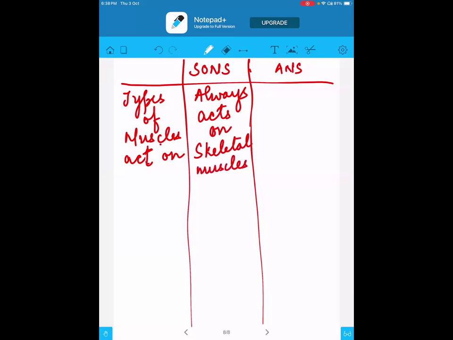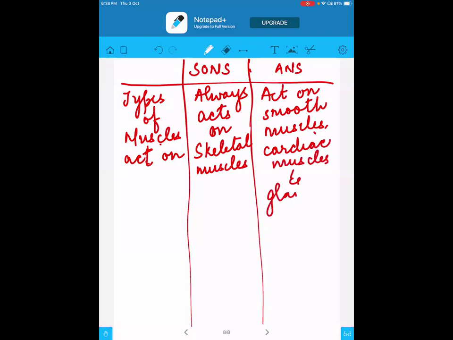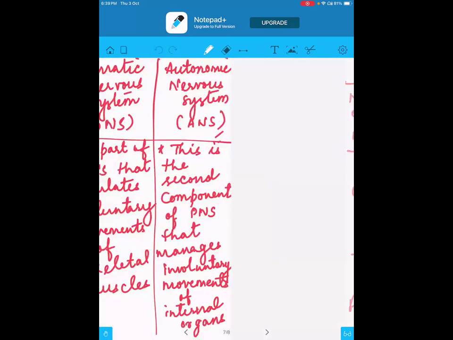Whereas the ANS can act on smooth muscles and cardiac muscles. Cardiac muscles means the muscles which are related to the heart, and in fact they can work on the glands also. So the somatic works only on the skeletal muscle, whereas the autonomic can work on the smooth muscles, cardiac muscles, and on the glands also. Fine. So these are some of the differences between the somatic and the autonomic nervous system. So write this down now.